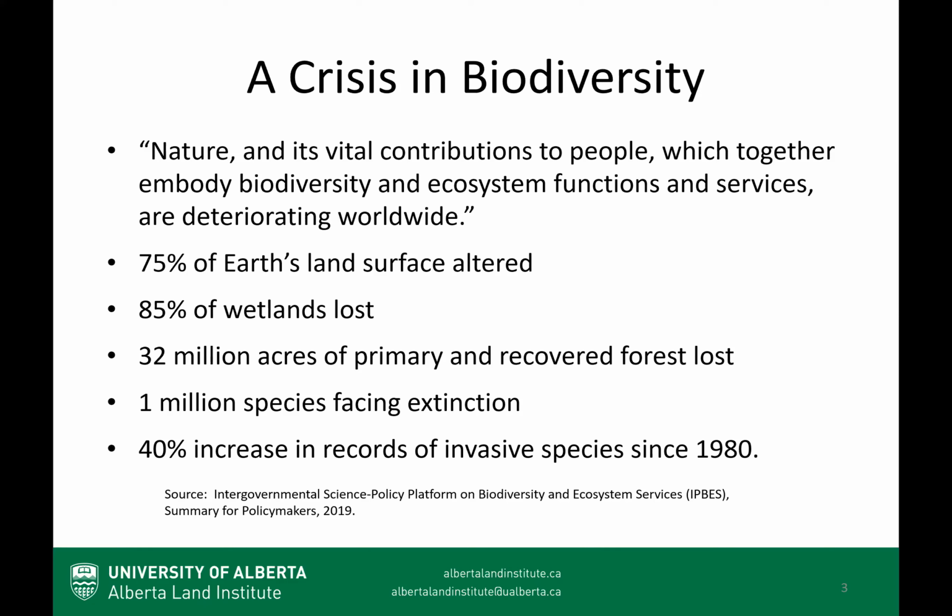To summarize it, it says that nature essentially is in deterioration worldwide. 75% of the Earth's land surface has been altered by human activity. 85% of wetlands have been lost. 32 million acres of forest has been lost. 1 million species facing extinction, and invasive species exploding. And those are just a few of the statistics taken from a very long and extensive and extremely well-researched report that indicate that we're in a serious situation.